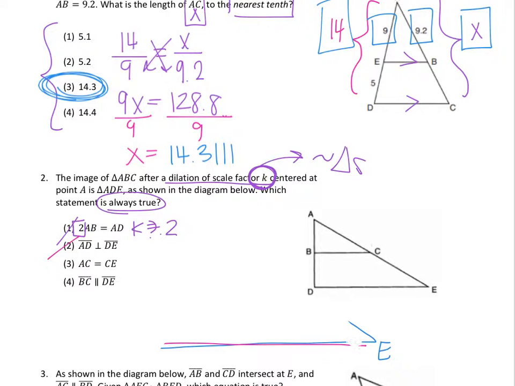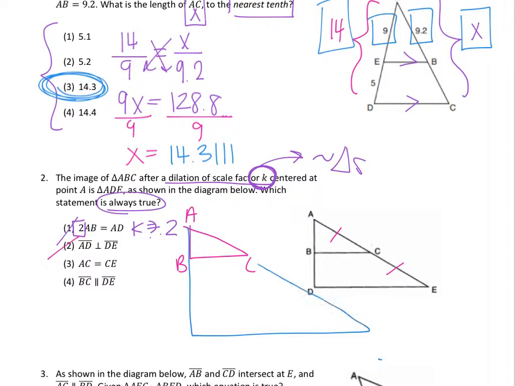The next one says that AC is equal to CE, implying the fact that C is a midpoint. Now, again, it might look it, but let me give you a counter example. Say A, B, C, dilated again by some scale factor K, where we have D and E. Now, does it look true this time that AC is congruent to CE? Clearly, it's not.